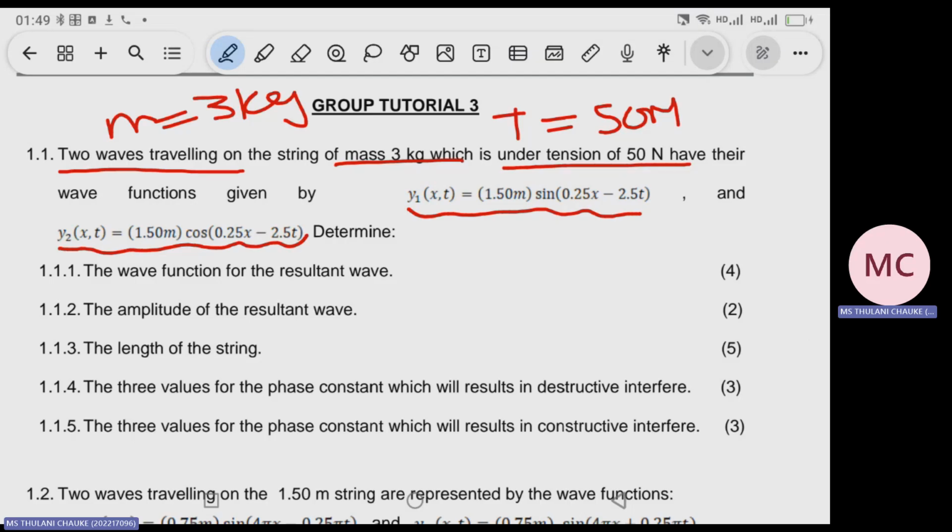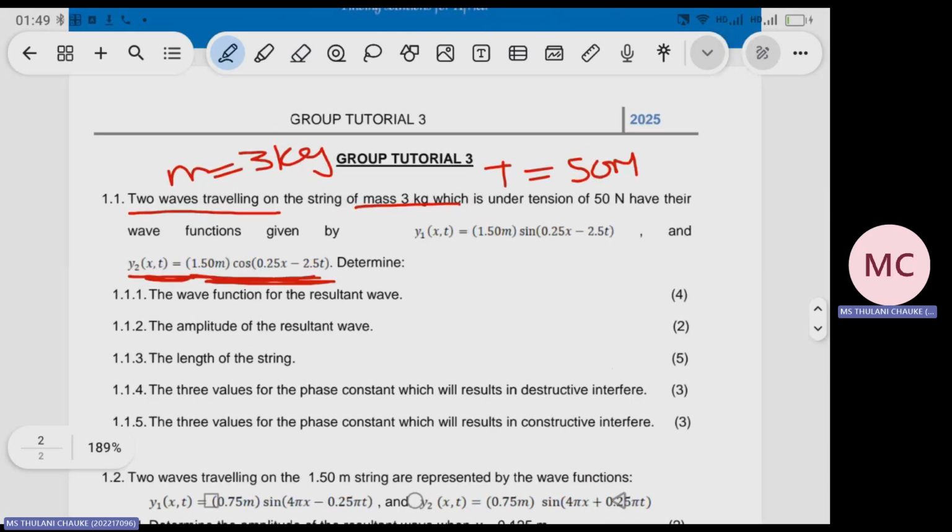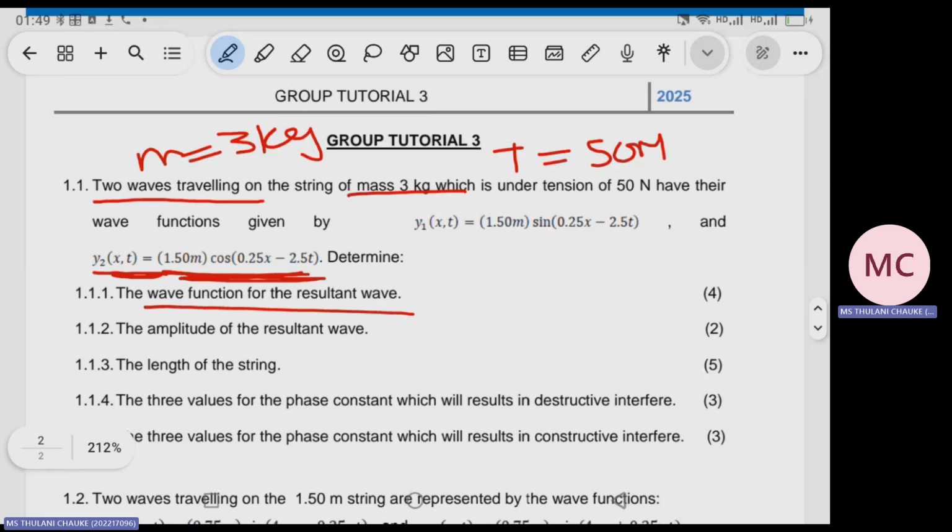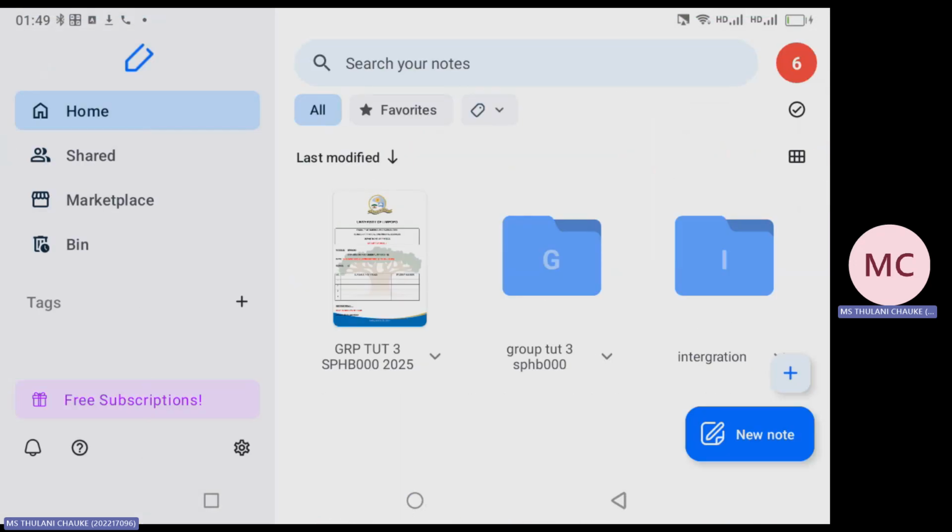So here you realize that these two equations, there is one problem because in order for you to add cosine and sine, you have to use a special identity, right? But to make things simple, we're just going to change this one using the identity to sine. We wanted the wave function for the resultant wave.